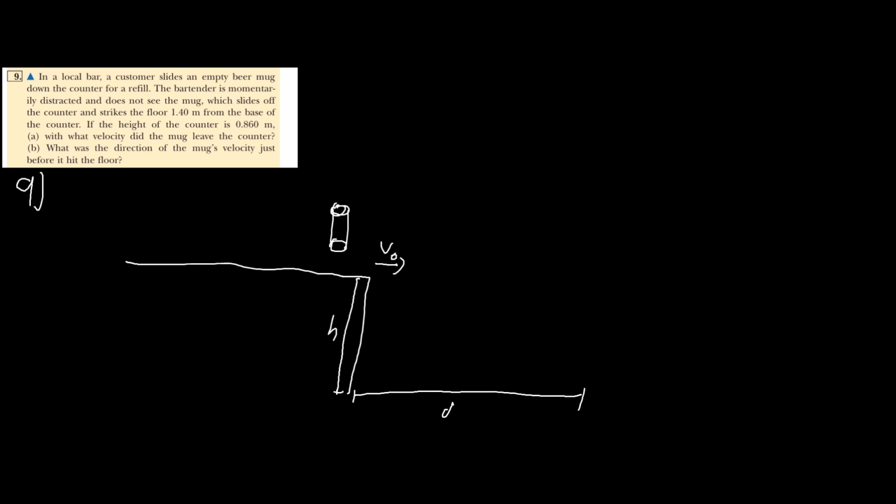So let me write the variables there. The base here, which I'm going to call distance D, is going to be 1.4 meters. And the height is 0.860 meters. What is the direction of the mug's velocity just before it hits the floor? So I encourage you guys to pause this video and give this problem a shot.